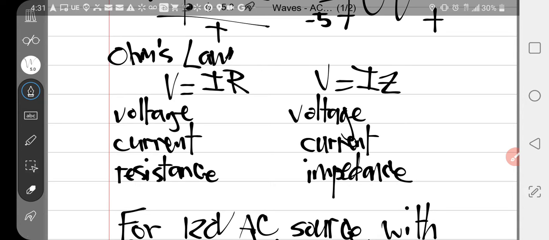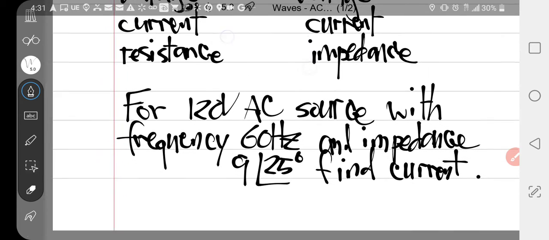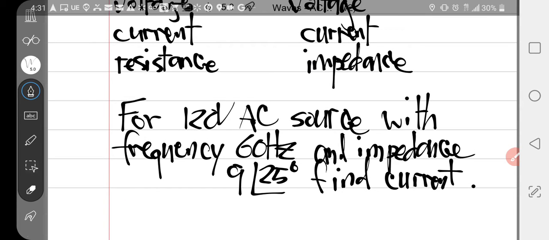But right now, I just want to talk about using what we call phasors, and how we can do circuit analysis a simple way, just using this phasor notation. So the problem would be you have a 120 volt AC source with frequency 60 hertz. And then we ask, okay, there's an impedance of 9 phasor 25. And we want to find the current.